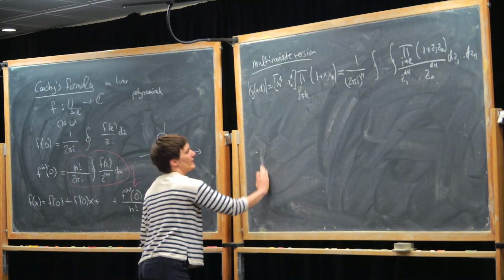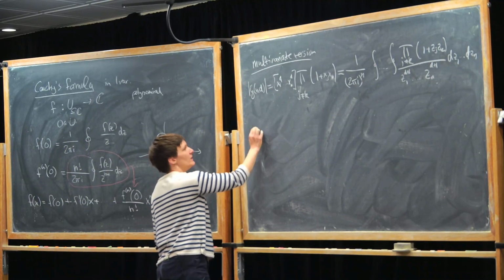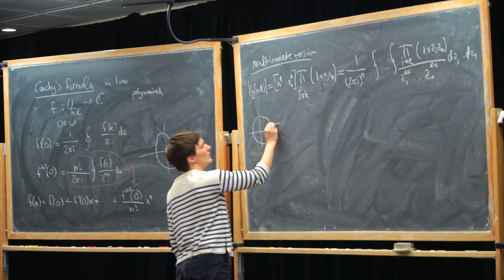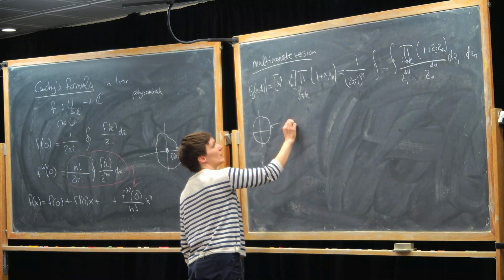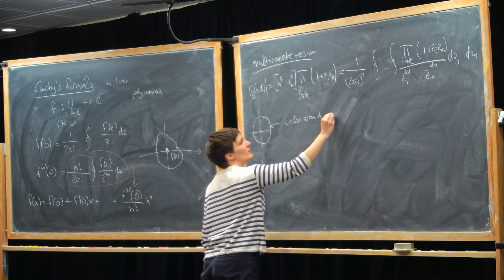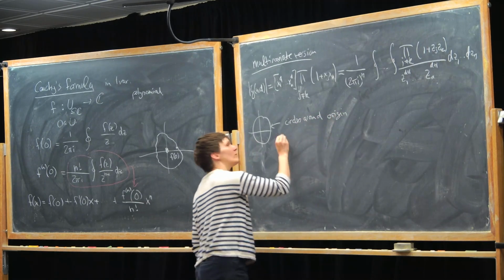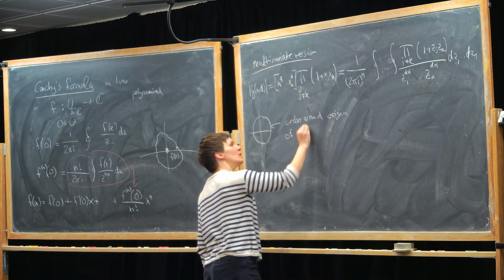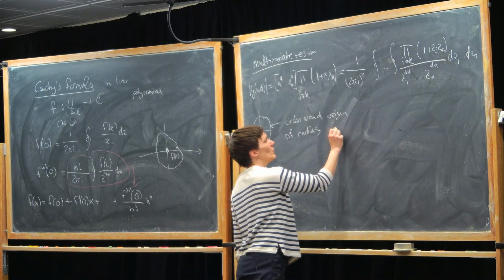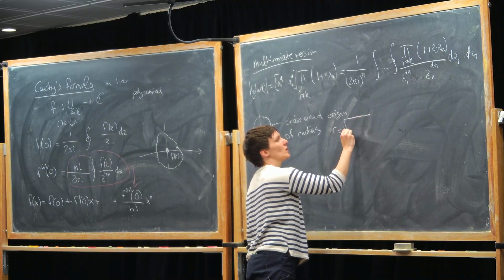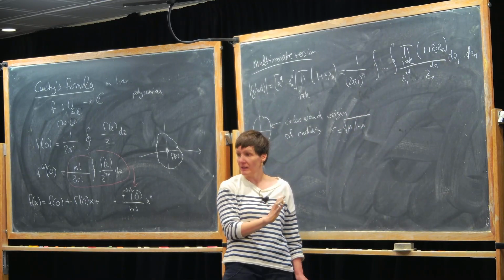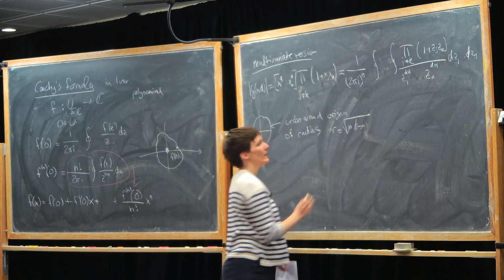And what Brendan McKay and Nick Wormald did, they chose these curves to be circles around the origin of radius r, which is the square root of mu times 1 minus mu. That's the same mu, the density, as before. That's it.